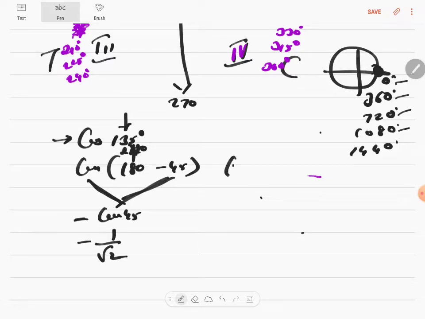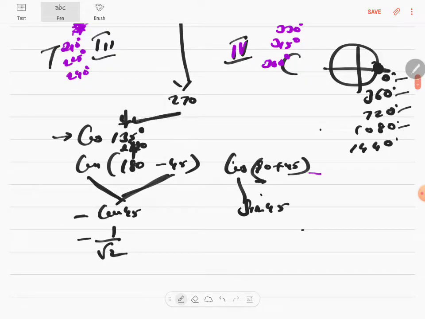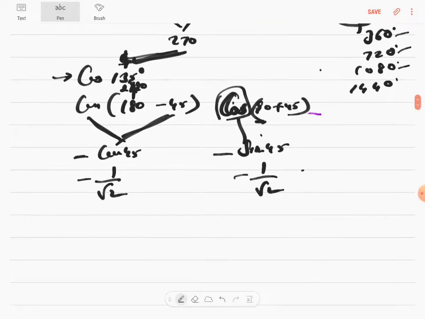The same thing can also be written as cos of 90 plus 45. But this is an odd integral, 1 into 90, so cos will become sine, and sine 45, and this angle 135 is a second quadrant angle, in which the question is about cos, so the answer has to be minus. You should only look at the question. The question is of cos, the question is not of sine, so the answer has got to be negative.